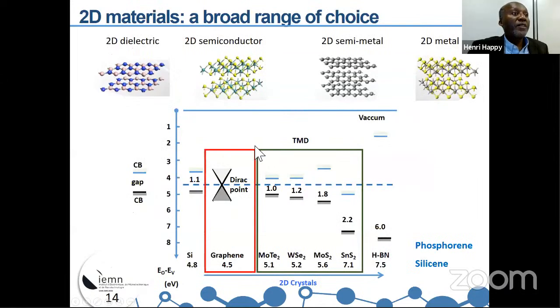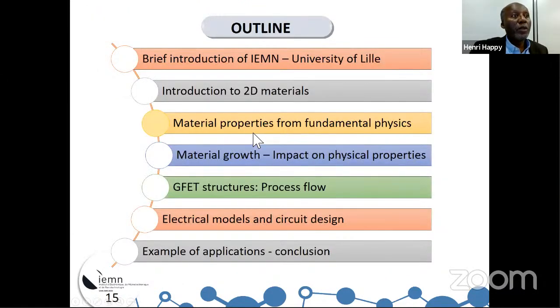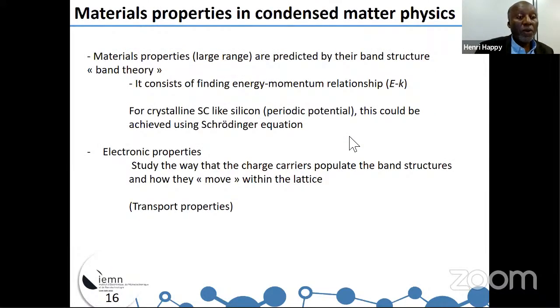So to study all of these materials, people need to learn about fundamental physics, the physics that governs these materials. I will go briefly through this part. I will not take a long time, don't worry. Typically, we need to know the properties of the material. That means we need to know the band structure of the material, what we call the band theory, similar to silicon or other well-known 3D semiconducting materials. And we need to know also the electronic properties of the materials. That means how the carriers populate the band structure and how they move within the lattice of the materials. It is a kind of transport property.